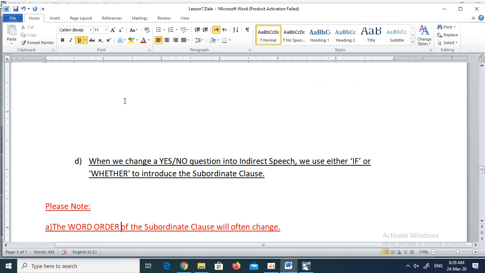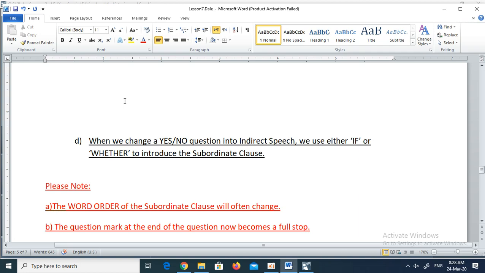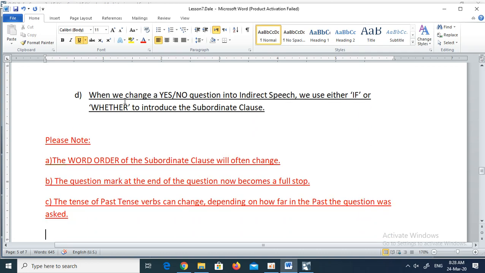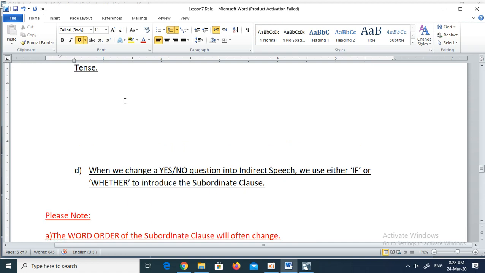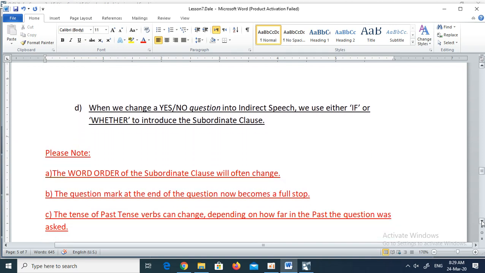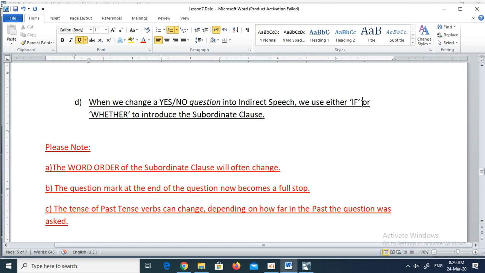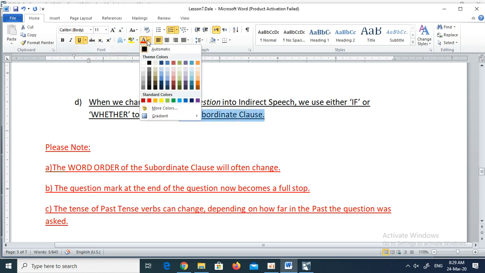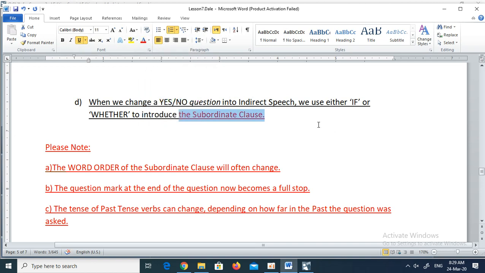All right. Our next point that we have to cover with indirect speech is indirect speech in questions. Indirect speech in questions uses either "if" or "whether" to introduce the subordinate clause when it is a yes or no question.